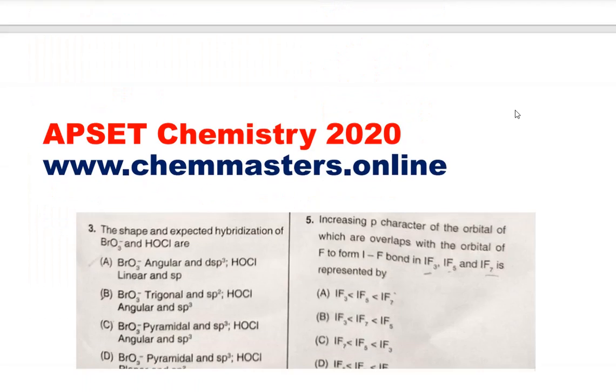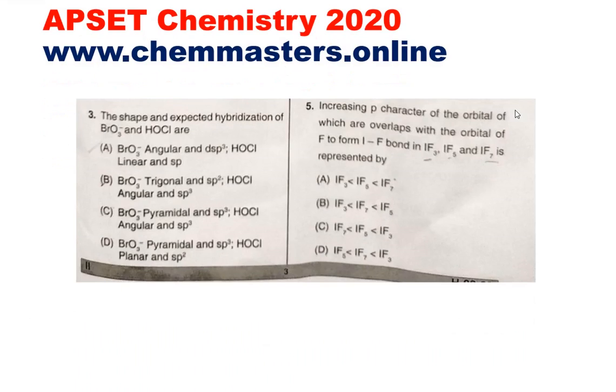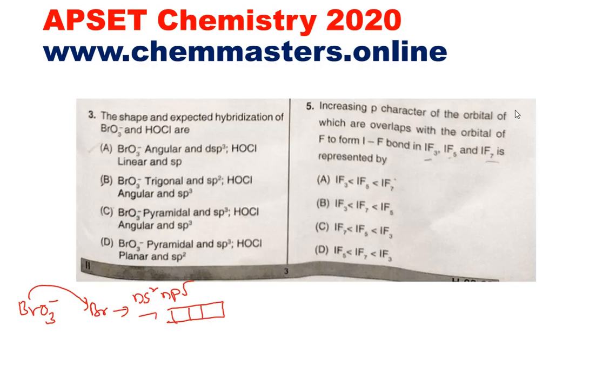Okay, the next question: the shape and expected hybridization of BrO3 minus and HOCl. Now try to look at the hybridization of BrO3 minus, where bromine is the central atom, which is having the general electronic configuration ns2 np5. Now try to fill up the electrons here in its valency orbitals. Now in its second excited state, 2 electrons from the p orbital move into the d orbital. Now you can see we have 5 unpaired electrons, right?